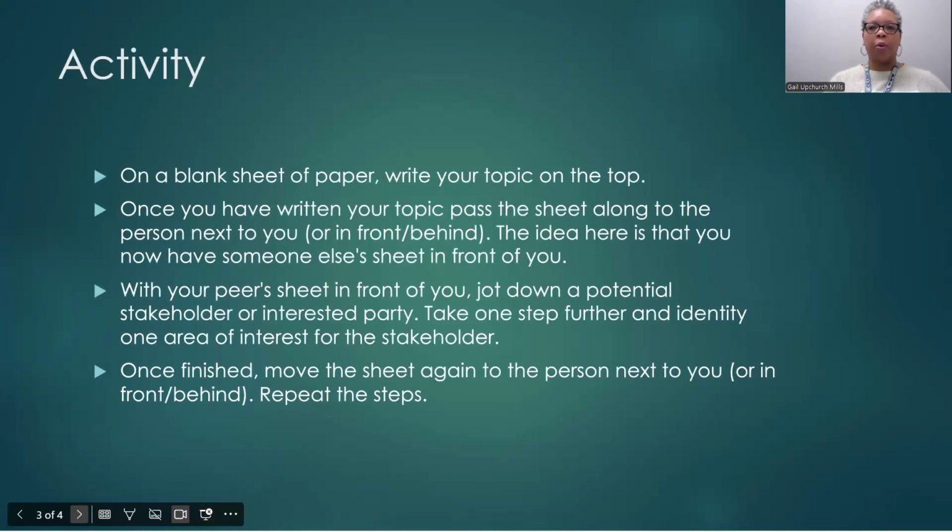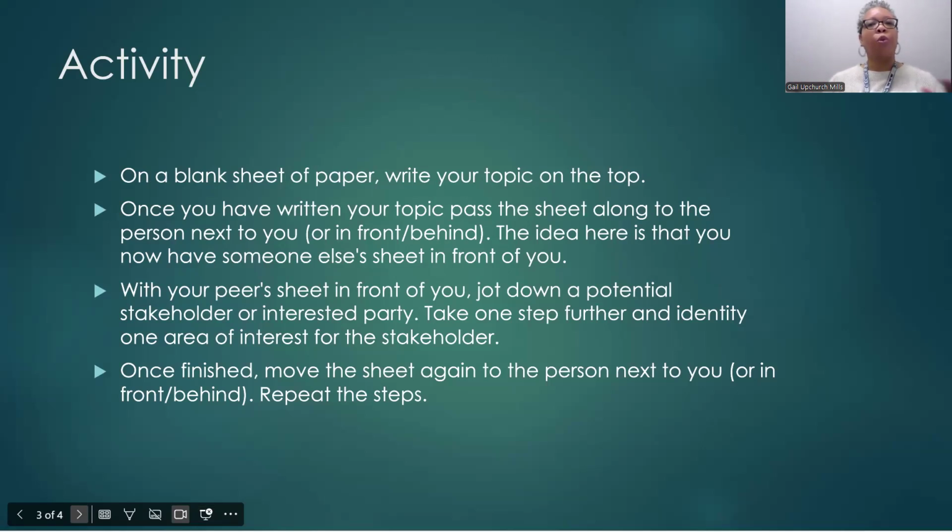So here's an example of an activity. A lot of times with this kind of activity, I come in with 8.5 by 11, just plain white sheet of computer paper, and I give everyone a blank sheet, right? And I have them write down their issue or their topic on the top of their paper, and I let them hold right there for a moment. And then I give them oral directions.